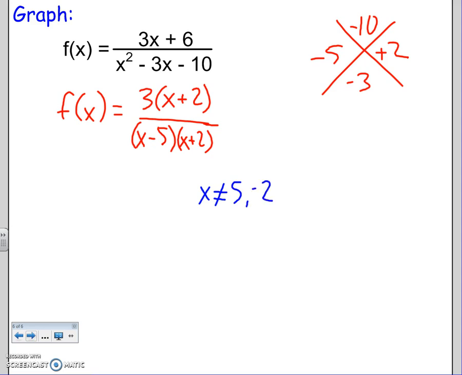And last is cancel out. X plus 2 is cancel. So my final answer is 3 over x minus 5 is the equation where x cannot be that.